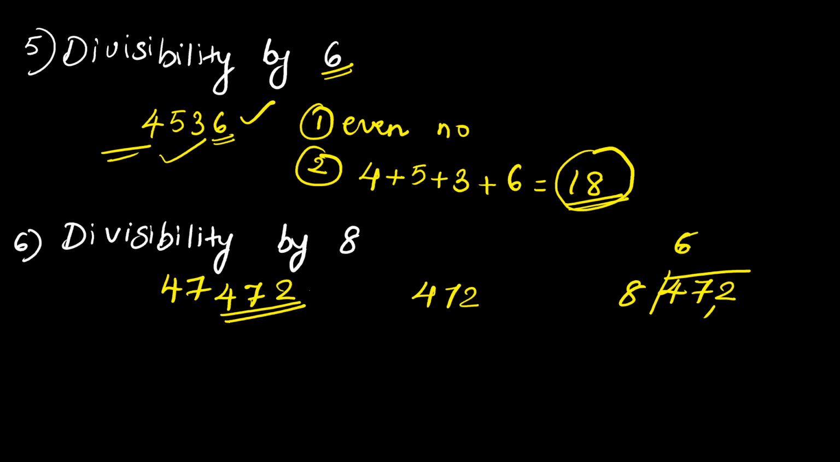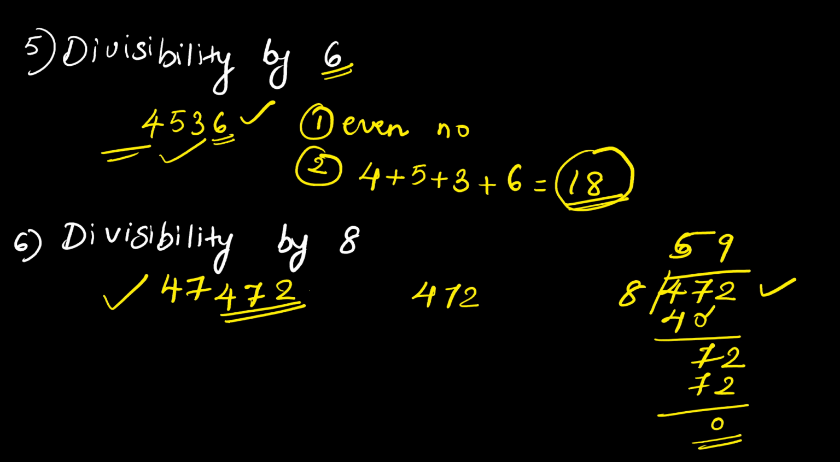8 6s are 48, 8 5s are 40, then 8 9s are 72. Okay, we get remainder as 0. Yes, so this 472 is divisible by 8. Therefore, this number 47472 is also divisible by 8. So, the condition of divisibility by 8 is if the last three digits of it are divisible by 8. Only check whether the last three digits are divisible by 8 or not. This is the divisibility by 8.